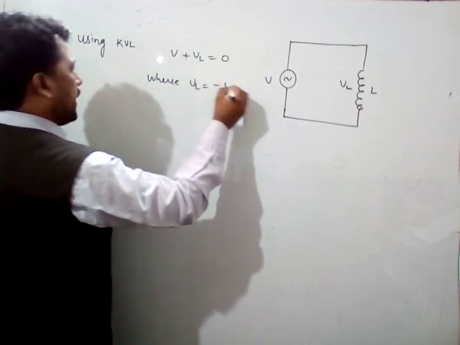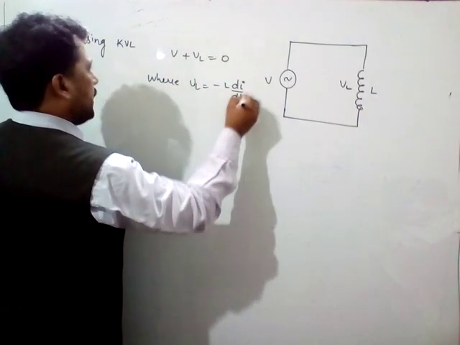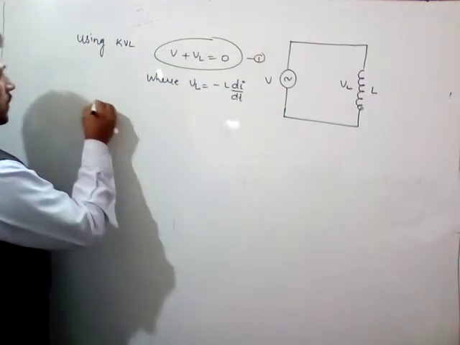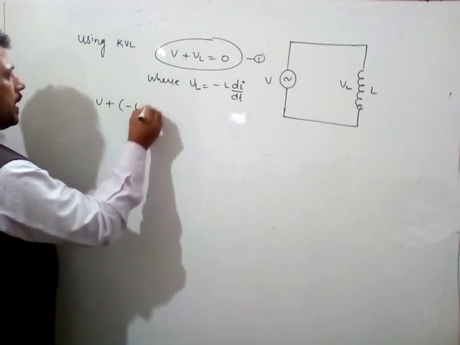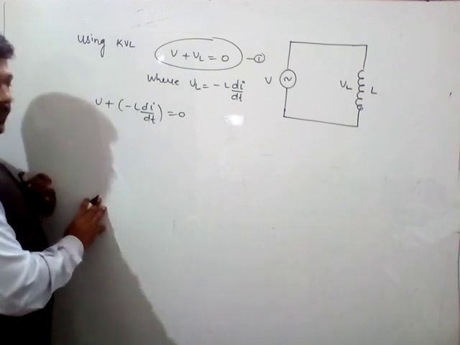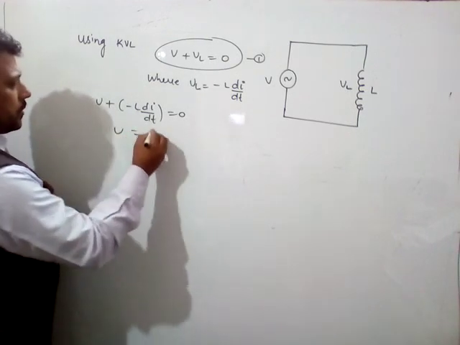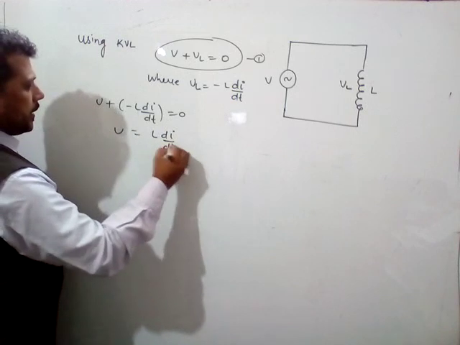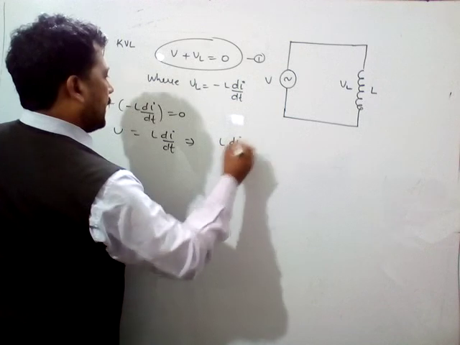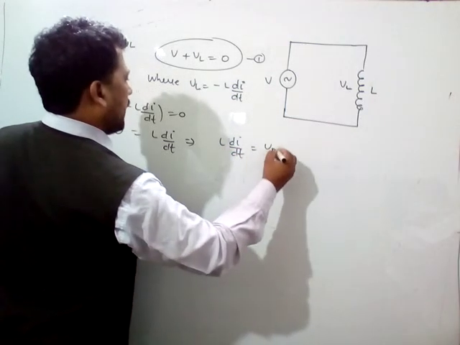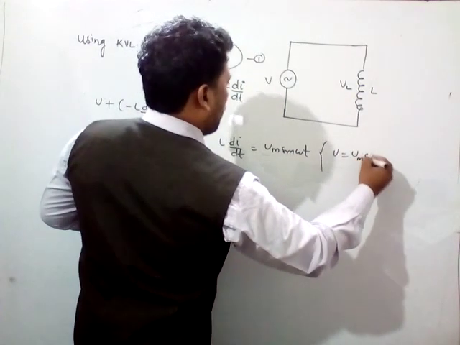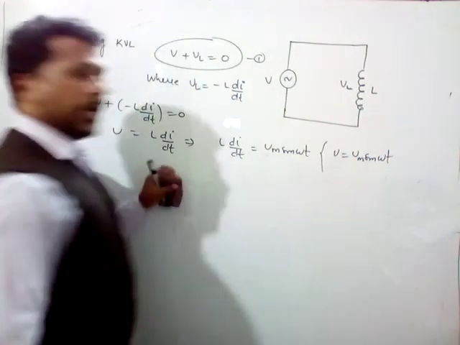VL is equal to minus L di upon dt. So putting this value in this equation, V plus minus L di upon dt is equal to 0, or V equals L di upon dt. Simply we can write L di upon dt equals Vm sin omega t. Here the value of V is Vm sin omega t.